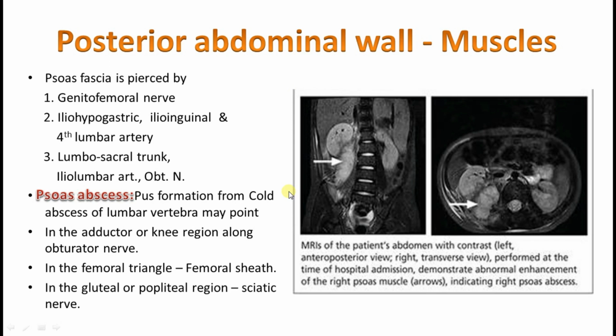So that is the importance of the psoas abscess. The pus might point anywhere in the adductor region, knee, femoral triangle, inguinal region, or gluteal region. Based on the nerves emerging from there, it might follow the course of one of these structures and point on the surface anywhere. So that is about the psoas abscess, which is mainly due to the cold abscess from the lumbar vertebra.